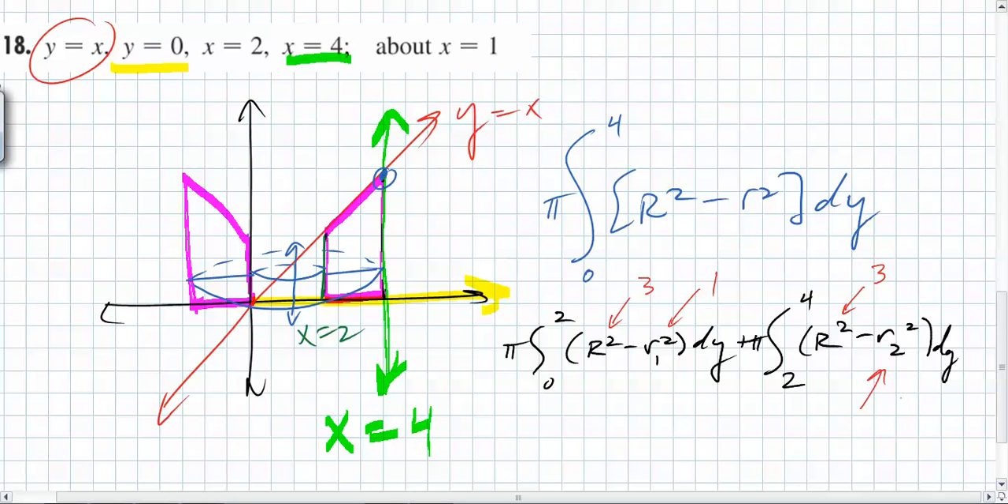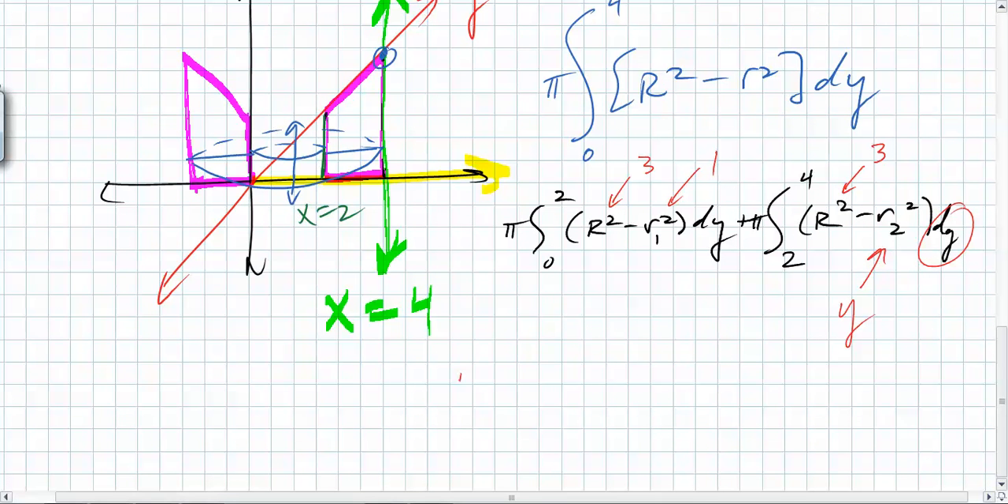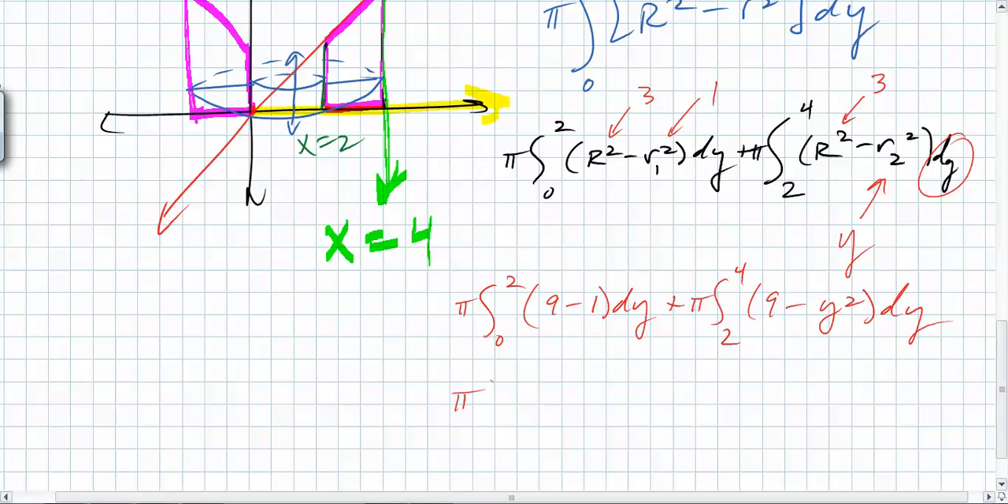We have a function x equals y, so what is the actual radius going to be? Well, we want it in terms of y, so what is it going to be? Y. So all you have for your integral is pi 0 to 2 of 9 minus 1 dy plus pi times 2 to 4 of 9 minus y squared dy. And this one is just pi times 0 to 2 of 8 dy. There's no y in it. Plus this, 2 to 4 of 9 minus y squared dy.